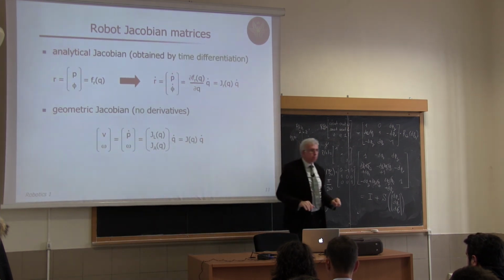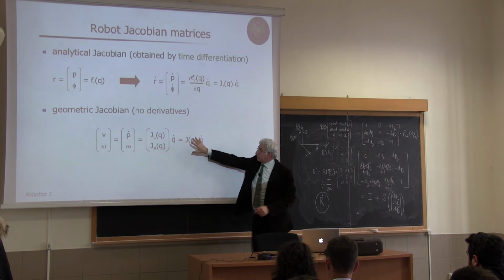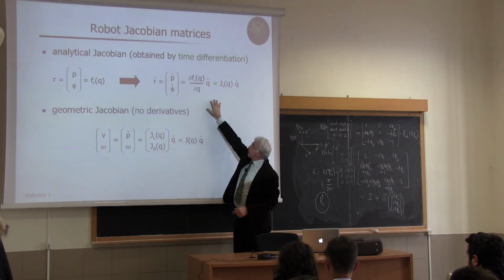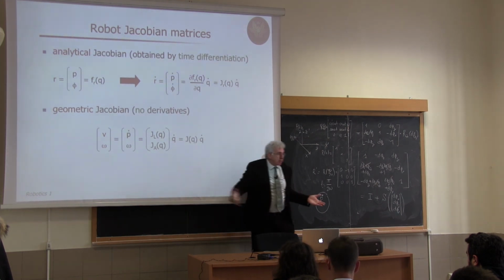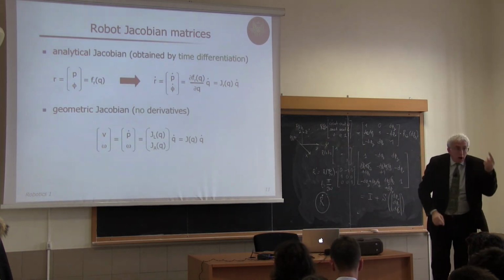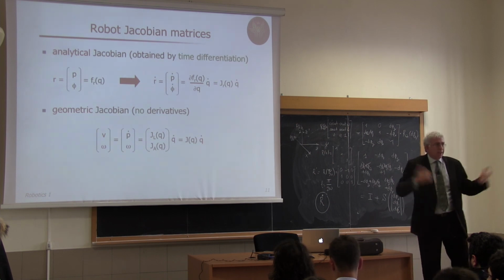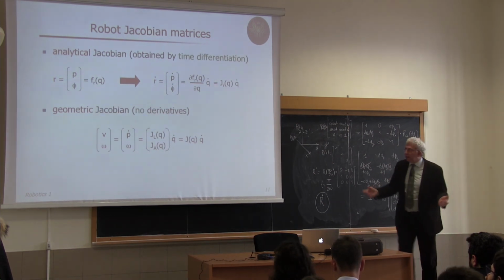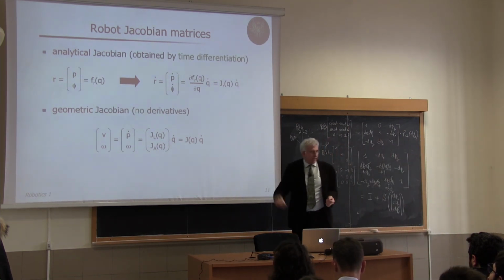So again, this is always a 6 by n matrix. This is an m by n matrix, where m is the number of task variables that I'm considering. It can be 1, 2, 7, 180, whatever. While this is always 6 by n.